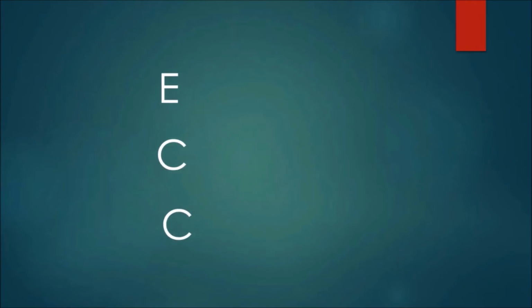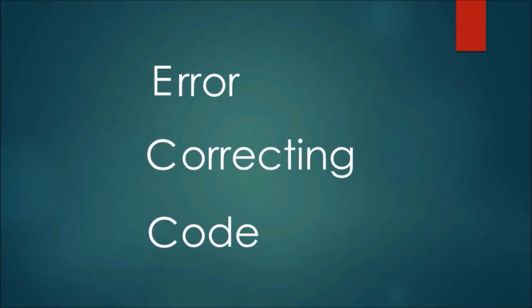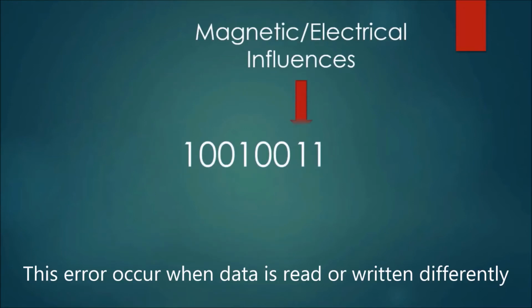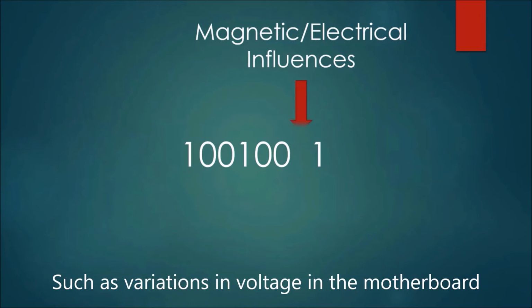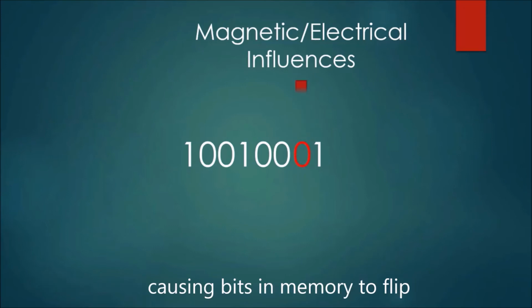ECC memory stands for Error Correcting Code Memory. ECC is a method of detecting and correcting memory errors. These errors occur when data is read or written differently, such as variations in voltage on the motherboard, causing bits in memory to flip.